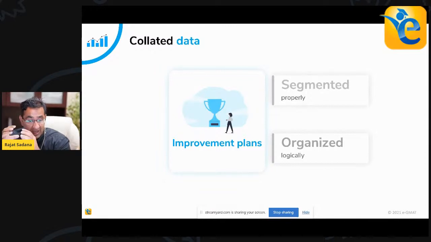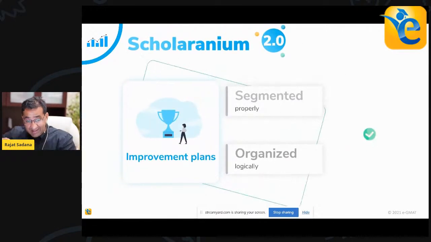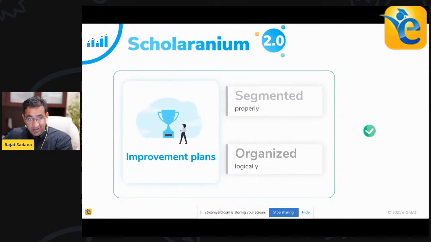And it yields those hyper-personalized improvement plans that lead to fast improvement. Okay. And Scholaranium, the second aspect of Scholaranium 2.0 that I want to highlight today. Second of the many aspects, by the way, is how Scholaranium 2.0 enables you to create those hyper-personalized improvement plans.